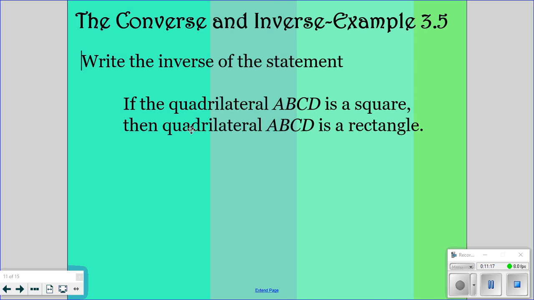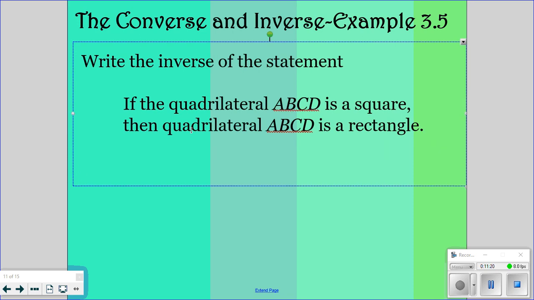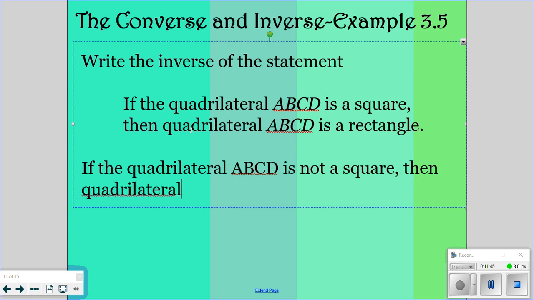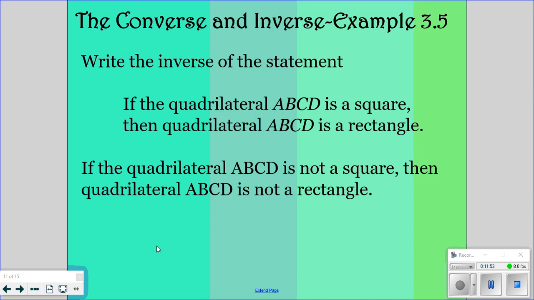For the inverse, you're not going to switch them, you're just going to negate them. You're going to put a not in there. You do want to make sure that your sentences make sense English-wise, so don't just say not somewhere in there. It needs to make sure that it flows. So if the quadrilateral ABCD is not a square, then quadrilateral ABCD is not a rectangle. That would be your inverse. So that's how those work.